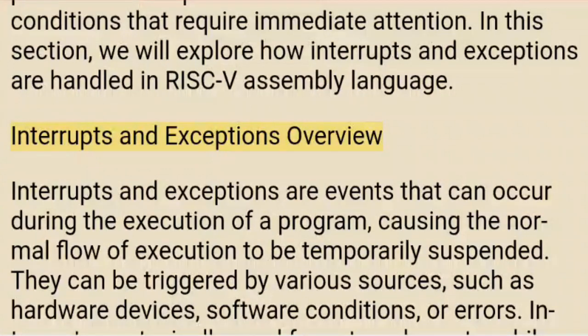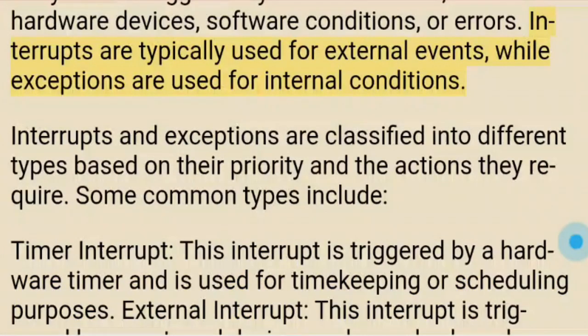Interrupts and exceptions overview. Interrupts and exceptions are events that can occur during the execution of a program, causing the normal flow of execution to be temporarily suspended. They can be triggered by various sources, such as hardware devices, software conditions, or errors. Interrupts are typically used for external events, while exceptions are used for internal conditions. Interrupts and exceptions are classified into different types based on their priority and the actions they require.